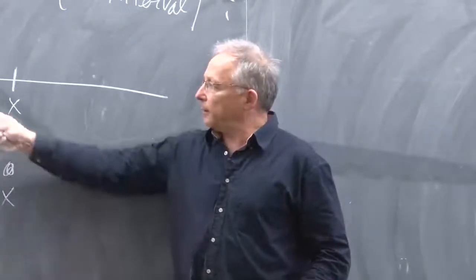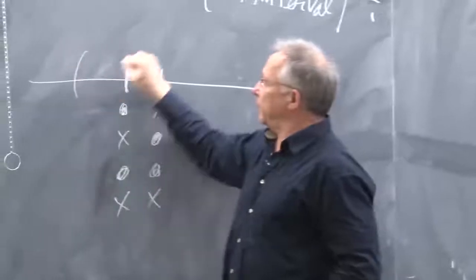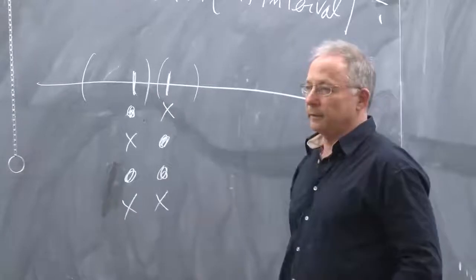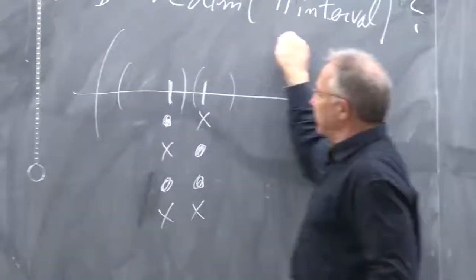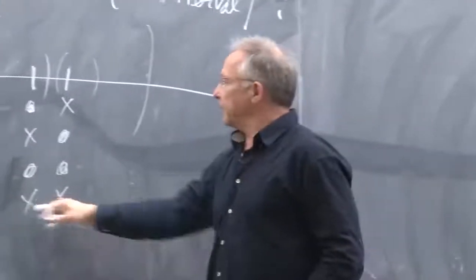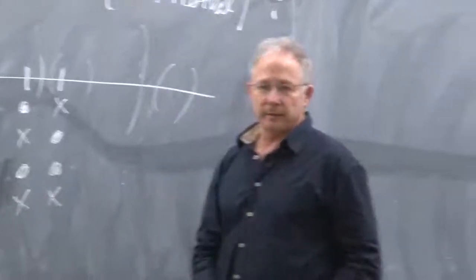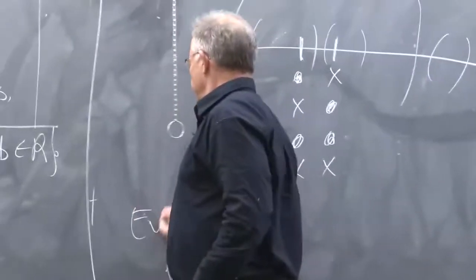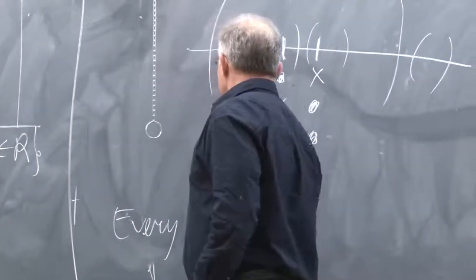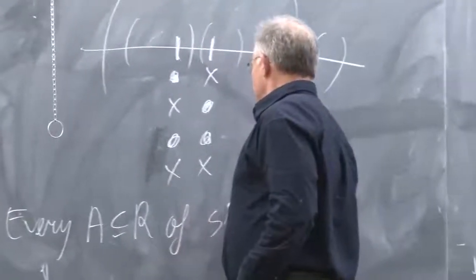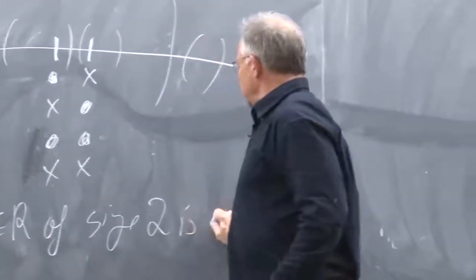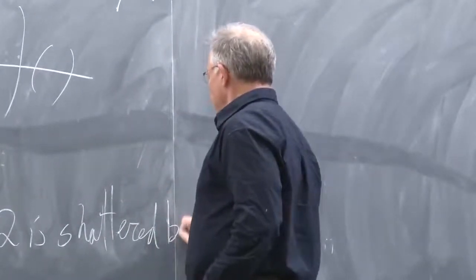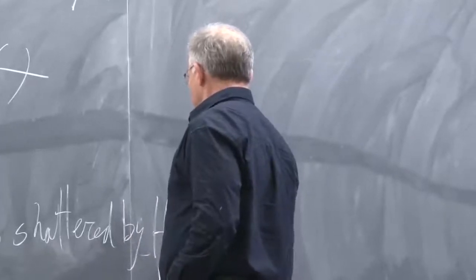So to pick only this point, I will take some interval here. To pick only this point, I'll take some interval here. To pick both of them, I'll take some big interval. To pick none of them, I'll take some interval here. So the conclusion is every subset of R of size 2 is shattered by H interval.